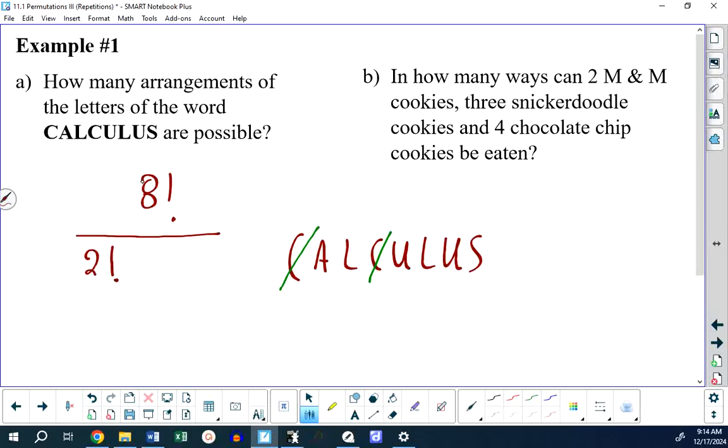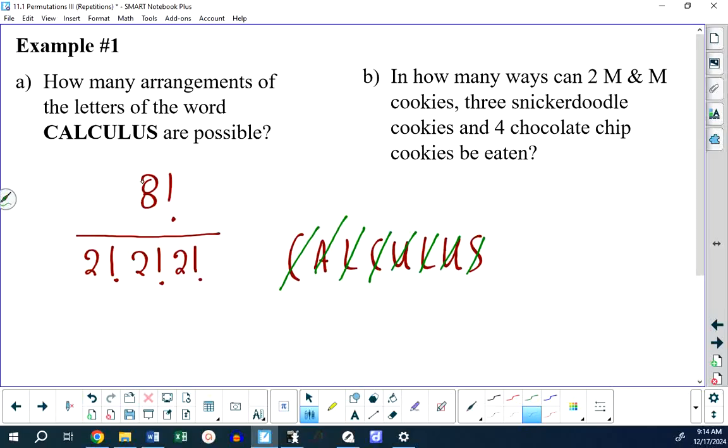And then I go to the A and I cross off the A, but there's no more A's, so I don't have to worry about repetitions there. I go to the L and I see that there are 2 L's. Then I go to the U, I see there are 2 U's. And then there's 1 S, so I don't have to worry about that. So this is the answer to the question.